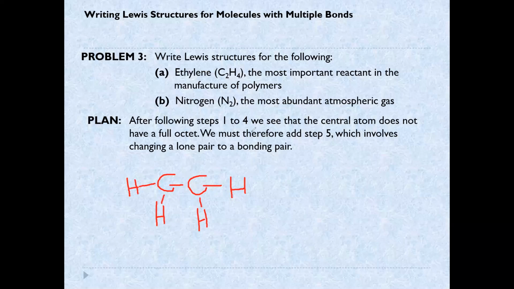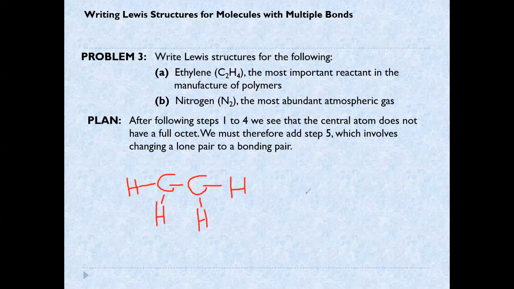So now, what is the total number of valence electrons that we have? Calculate the total number of valence electrons. Yes, we have 12 valence electrons. The 2 carbon atoms, 4 times 2, 8, plus 4 hydrogen atoms, plus 4.